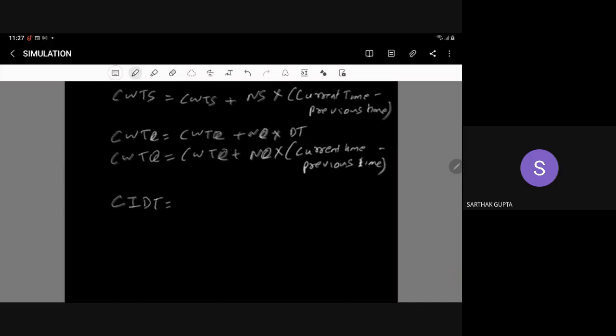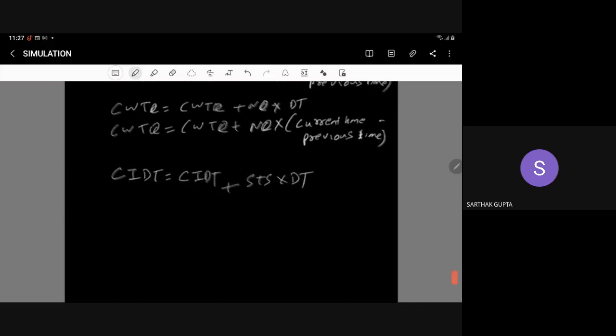Then another output variable is CIDT. CIDT means cumulative idle time. What is the cumulative idle time? It accumulates when the server is idle, when STS is equal to 1. So CIDT is equal to CIDT plus STS into the difference of time. STS can take the value either 0 or 1: 1 for idle, 0 for busy, right? Into the difference of time, that is, current time minus previous time.